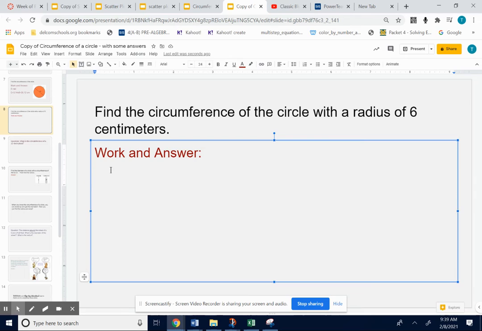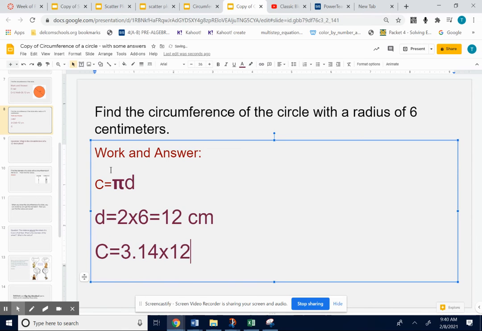Find the circumference of the circle with a radius of 6. I'm going to write down the formula. C equals pi d. But before I use the formula, I need to find the diameter, and I don't know the diameter because they give you the radius. The radius is 6, but I know that the diameter is twice as big as that. I know that the diameter must be equal to 12 centimeters. So I'm going to use the formula C is equal to pi d. I'm going to put 3.14 in for pi. Diameter is 12. And I get 3.14 times 12 is 37.68 centimeters.